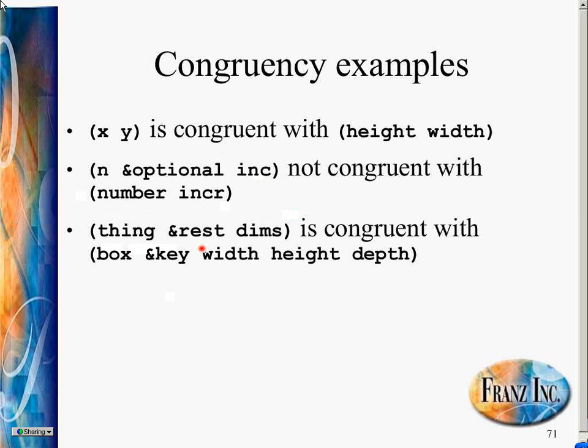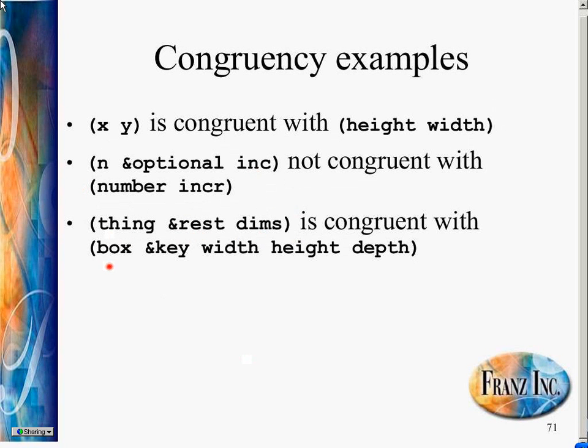Now, what we meant by rest arguments and key arguments: here we have one required argument and then any number of arguments you like. That's what a rest argument says. And here you have one required argument and three keyword arguments. And these are both congruent.